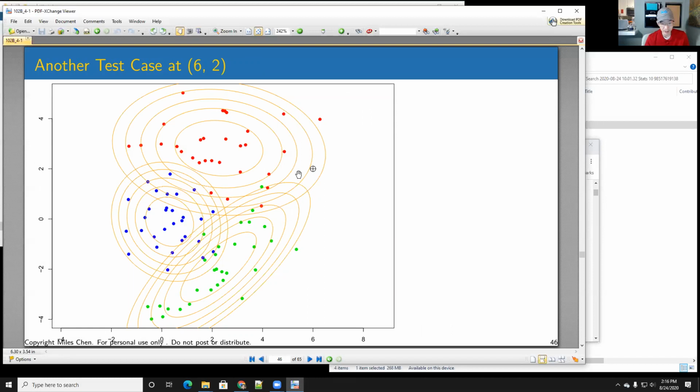Okay, so here's another test case. This one's at 6.2, okay, the location 6.2. And so just based on this picture, what do you think is the most probable class? So we've got red, blue, and green, or I think it's A, B, and C. Yeah, okay. So it looks red, right? So probably the two highest ones will be red, followed by green, and blue is the least likely, right? So this is at least within the circle for red, okay? And it's just outside the circle for green, and it's super far away for blue, okay?